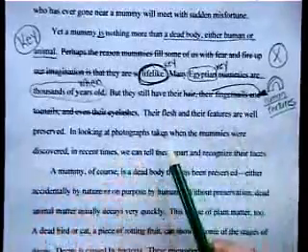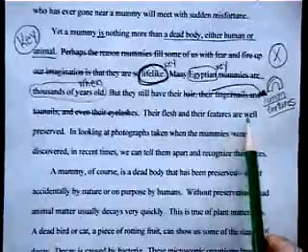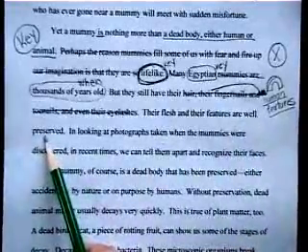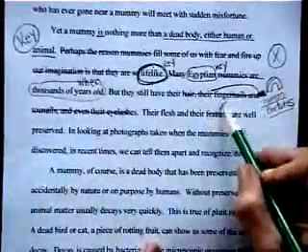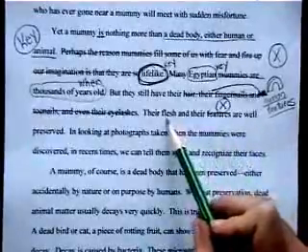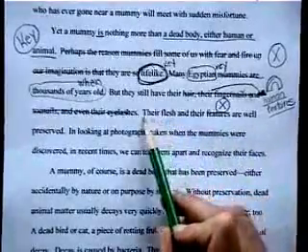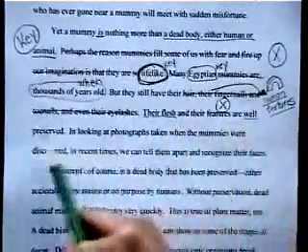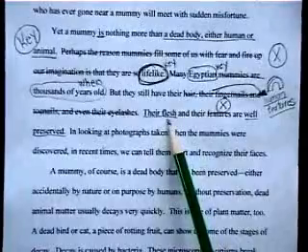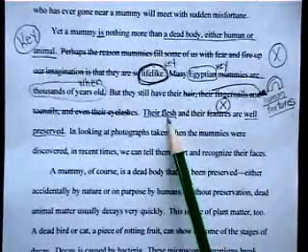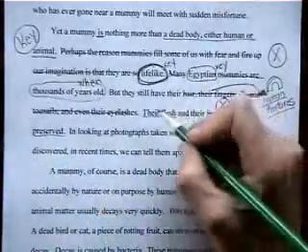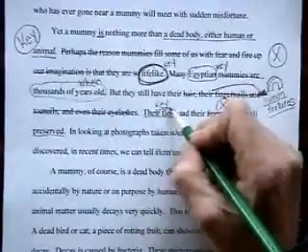All right, moving on. Their flesh and their features are well preserved. Well, we've talked about features, so I'm going to get rid of that because that's repetitious material. And we haven't really talked about the word flesh yet. So flesh, well preserved. That kind of goes along with describing what a mummy is and how it's formed because it's well preserved. So I'm going to keep those as key ideas going along with what and how.